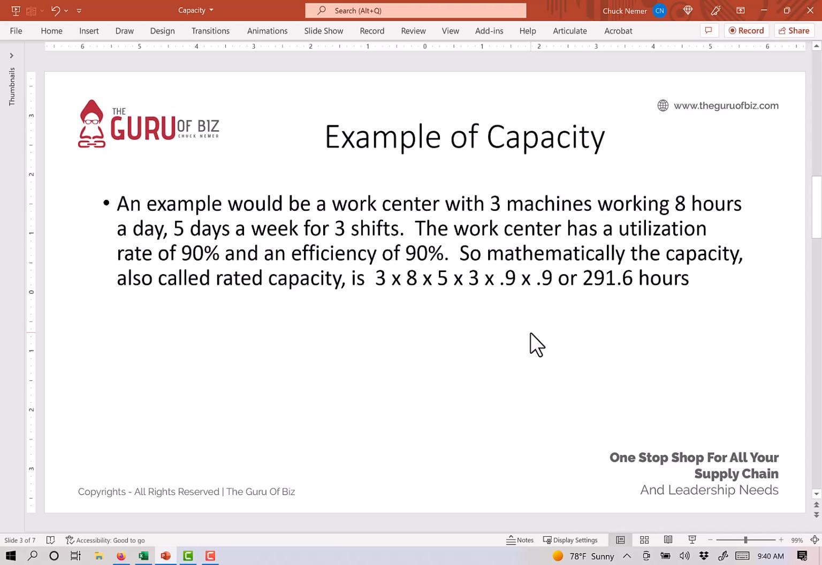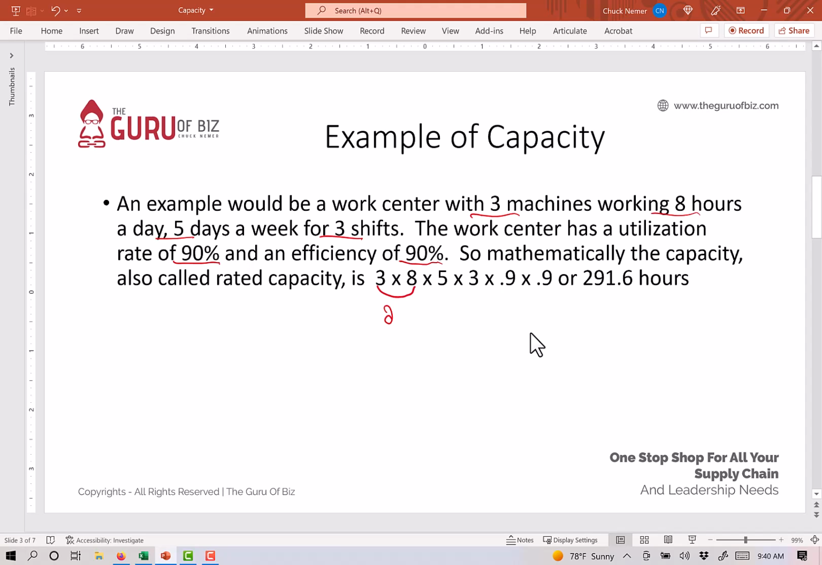Let's take you through a quick example here of a work center that has 3 machines working 8 hours a day, 5 days a week, and 3 shifts. Now, out of all that time, the work center can utilize 90% of all the available time, and with the remaining time, it is pretty efficient. It is 90% efficient. So mathematically, what we call rated capacity would be as below here.